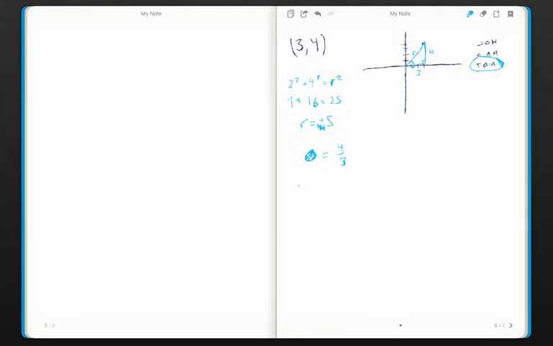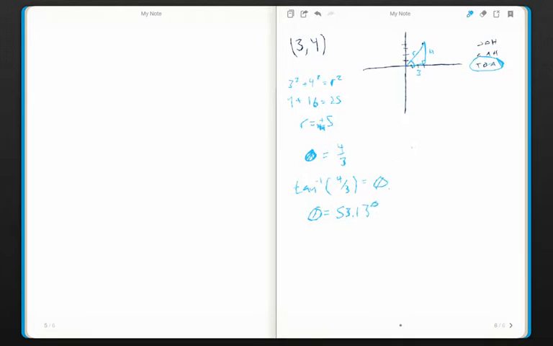So to find our theta, we can say tan inverse of 4/3 is equal to theta. And let's say we'll be working in degrees. So we take out our calculator, and we go to tan inverse, 4 divided by 3, and we get 53.13 degrees. So theta is equal to 53.13 degrees.